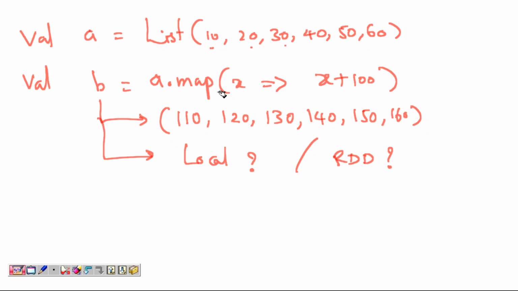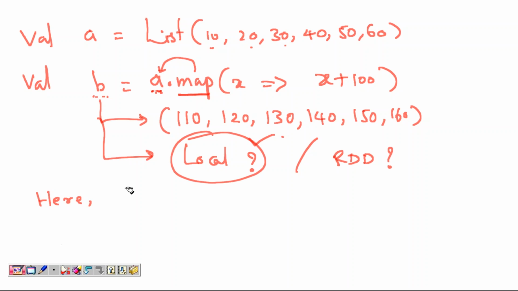Local. Why local? I am performing a transformation on what? Local object, sir. Local object. So if I perform a transformation on a local object, what will I get? Another local object. Yeah. Okay. Here also this is local. Okay, I am writing that statement.